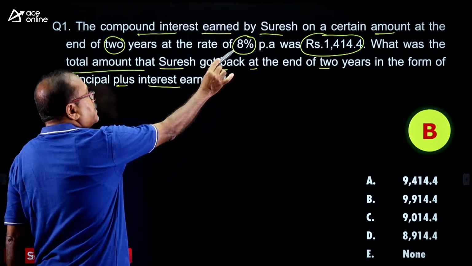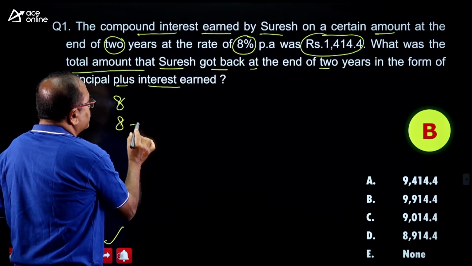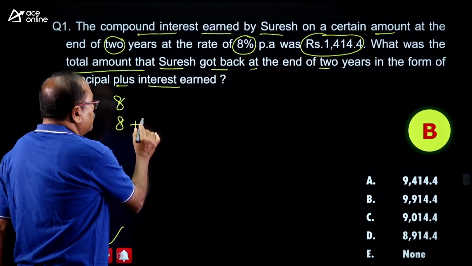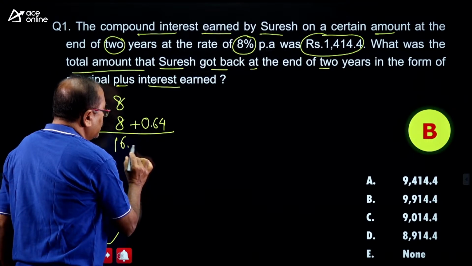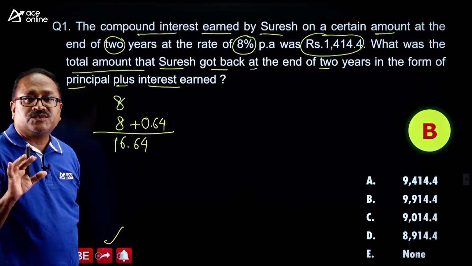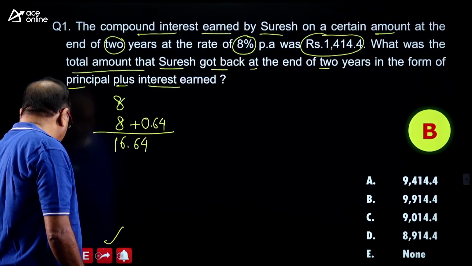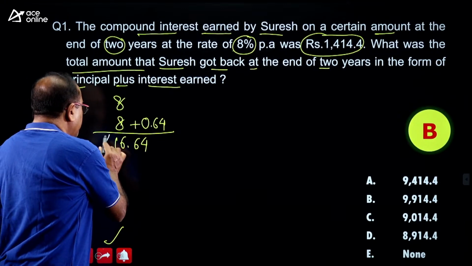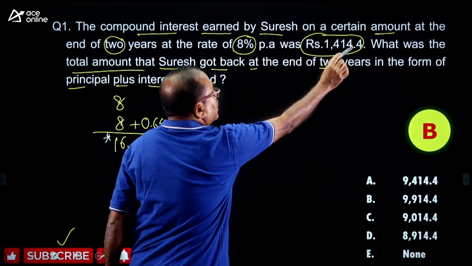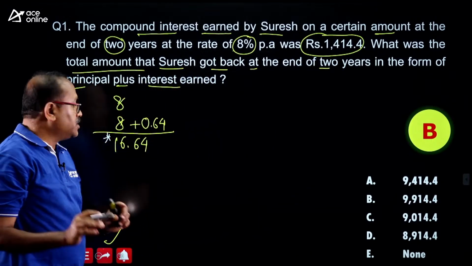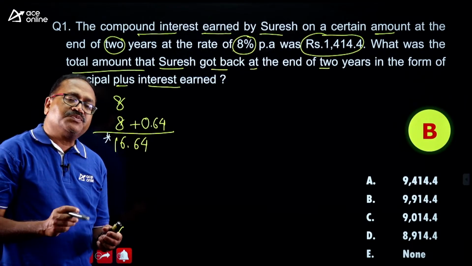I know that this is 8% per annum, as it is a compound interest. So 8% plus 8% plus 8% of 8%, which is 0.64%. The total interest is 16.64% of the principal. So this is the very first point which we have to derive. That is, 1414.4 is 16.64% of the principal.